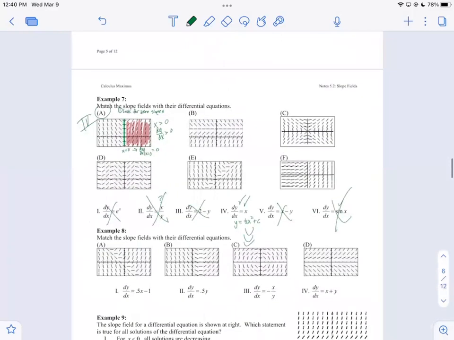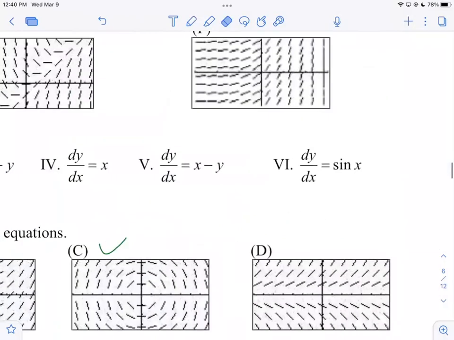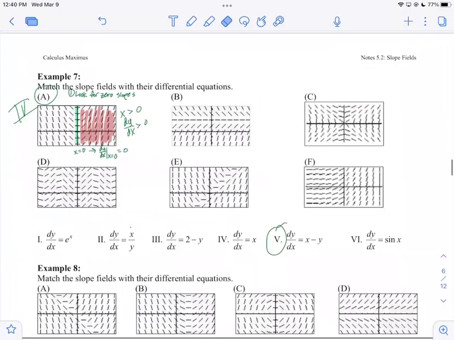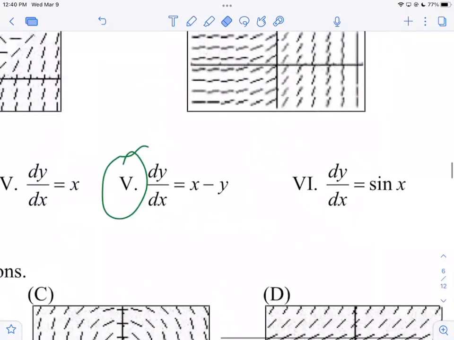All right. Now let's do it the other way. Let's say that you have, let's pick this one here. Let's pick the 5. Given this differential equation, which of those remaining graphs is the slope field generated by it? Well, now you look at trends again from the equation.